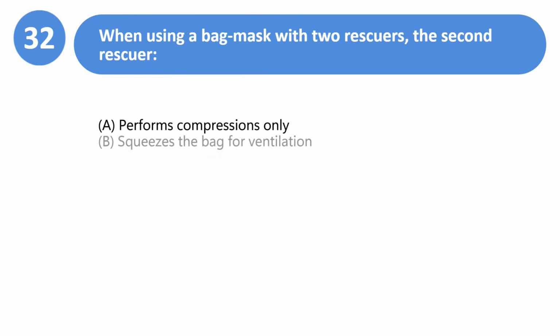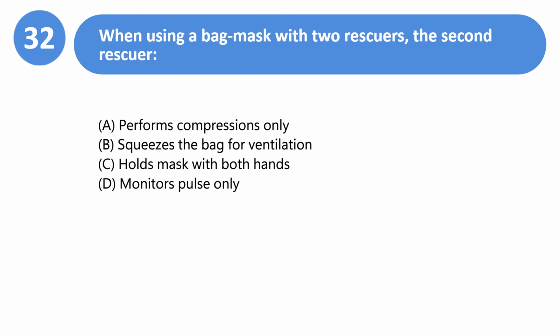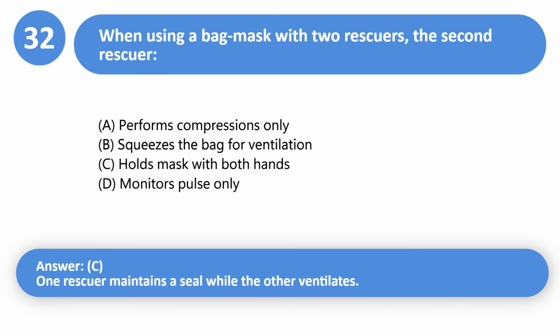When using a bag mask with 2 rescuers, the second rescuer: A. Performs compressions only. B. Squeezes the bag for ventilation. C. Holds mask with both hands. D. Monitors pulse only. Answer, C. One rescuer maintains a seal while the other ventilates.